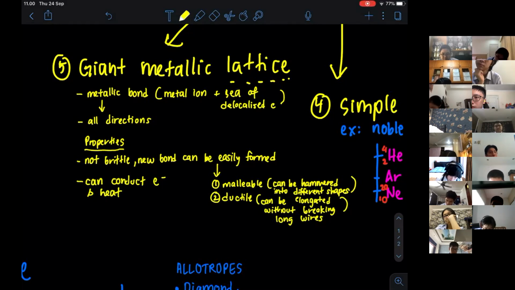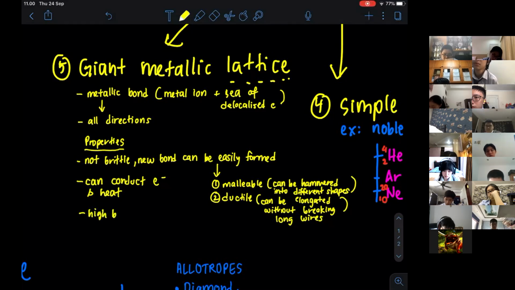But when it comes to ionic structures, the free moving ions will be the ones that help to conduct electricity. So there is going to be a difference over here. And do remember, metals have a high boiling point and a high melting point as well. These are some of the properties that you need to remember.